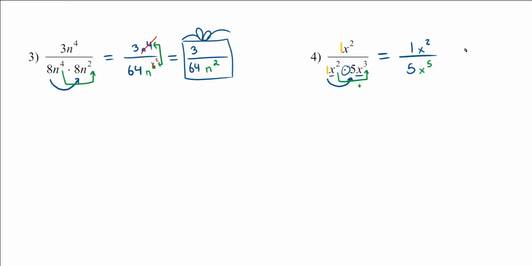Now that's just the first step. We still have to reduce. Can 1 be divided by 5? Can 5 be divided by 1? Technically, yes. 5 divides into 1 5 times. So which one's bigger? The 5. So I'll put the 5 on the bottom and eliminate the 1. It's just an easy way to get rid of a number. In math, we like to get rid of redundancies. 1s are usually redundant. So there you go.